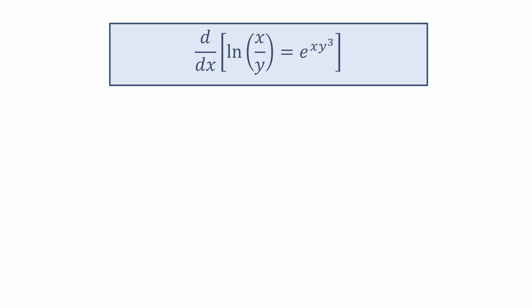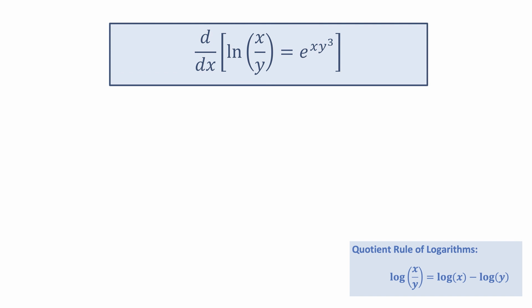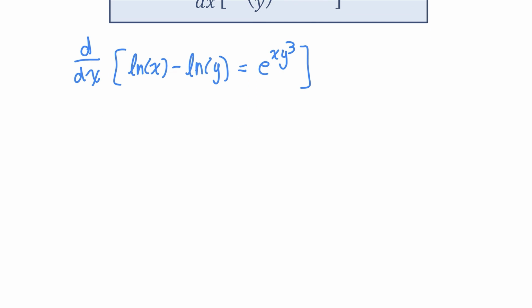This is the first time that y is not explicitly defined in terms of x. So if I want to differentiate with respect to x, I'll have to use implicit differentiation. Let me actually start by rewriting that natural logarithm. Since the argument of that logarithm is a quotient, I can separate that using the quotient rule of logarithms to write that as ln of x minus ln of y. And now I'll start differentiating all of the terms with respect to x.